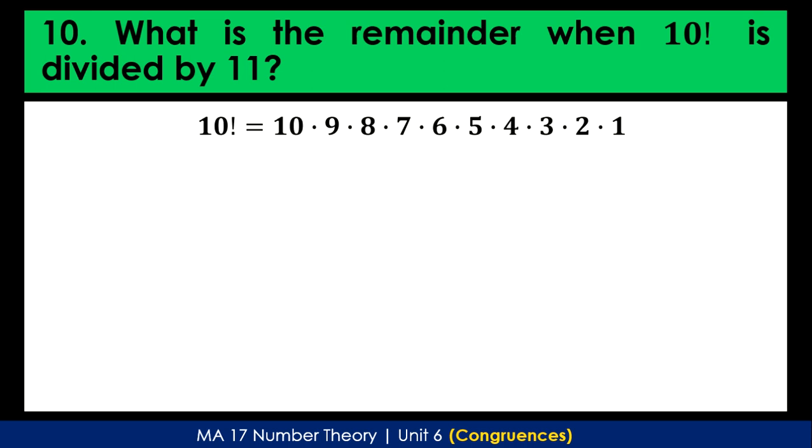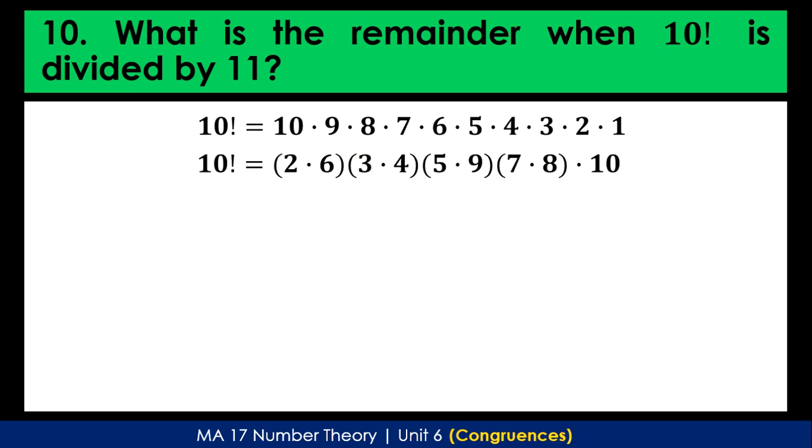Let's expand this. 10 factorial is 10 times 9 times 8 times 7 times 6 times 5 times 4 times 3 times 2 times 1. Let's regroup this in order for us to have pairs whose product has a remainder of 1 when divided. So let's regroup that as 2 times 6, 3 times 4, 5 times 9, 7 times 8, times 10.